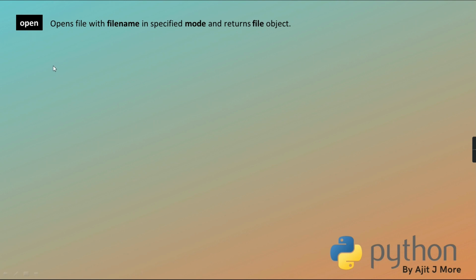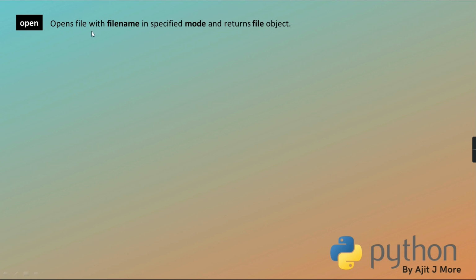But open is a built-in function that will return you one file object. Once we get the file object, afterwards you have to call the methods of that file object for reading, for writing, for closing, for rewinding, for everything the methods are there. But those methods are of that file object. And who will give you that file object? This open.